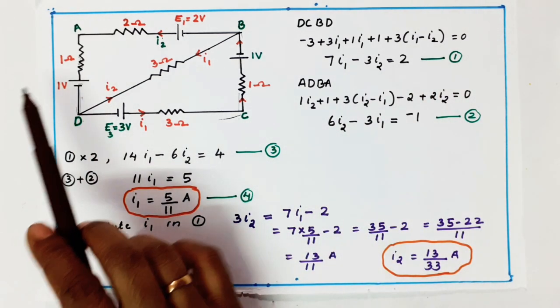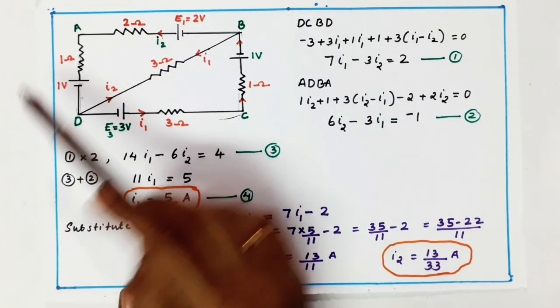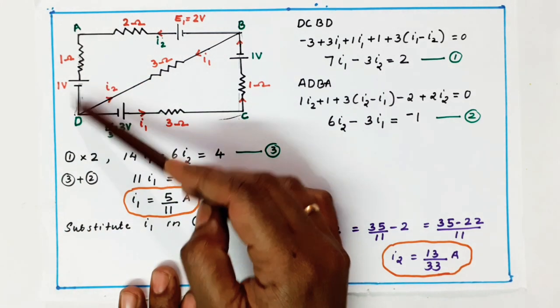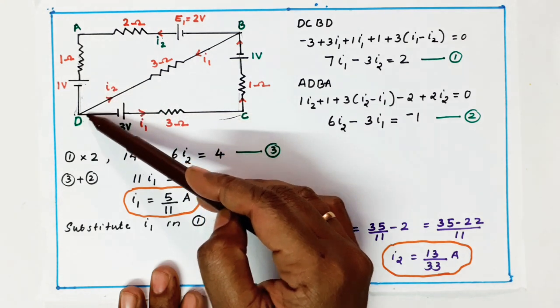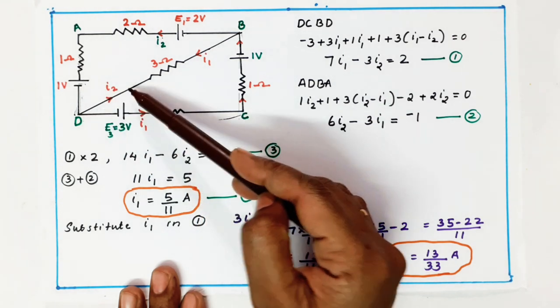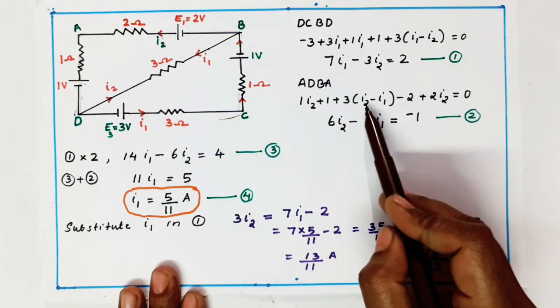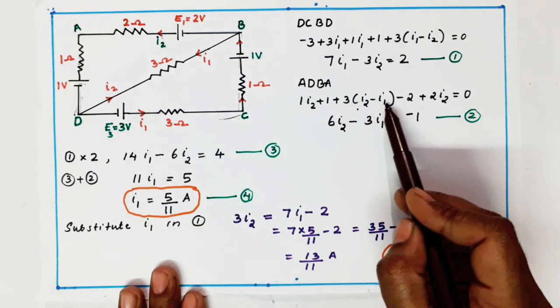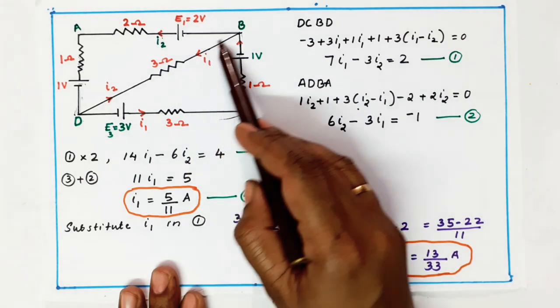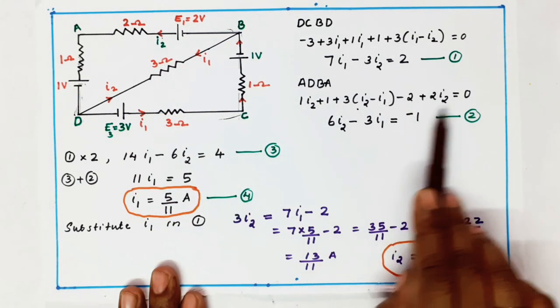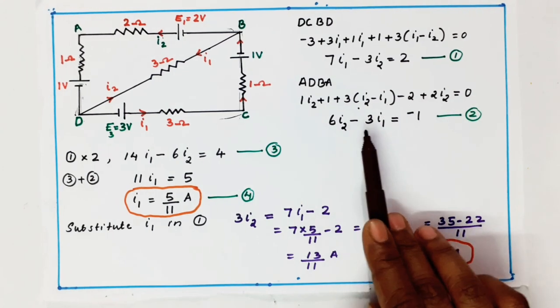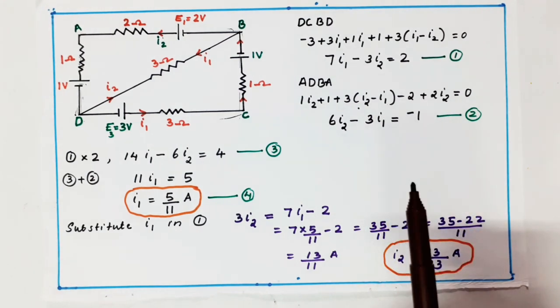But when I am taking the loop A, D, B, A, see, the current is going like this. So 1 into I2, positive terminal, plus 1. When I am going like this, my I2 is in this direction. I1 is opposite, so I wrote just opposite: I2 minus I1. When I am going like this, I met the negative terminal, minus 2, plus 2I2 equals 0. I got 6I2 minus 3I1 equals minus 1.